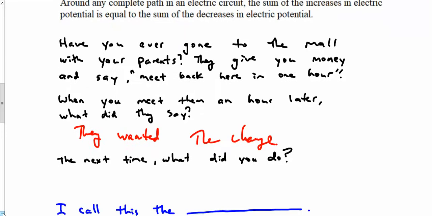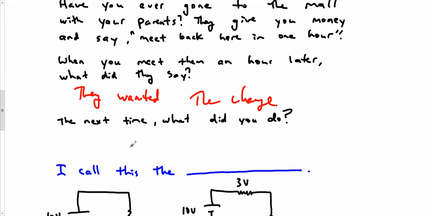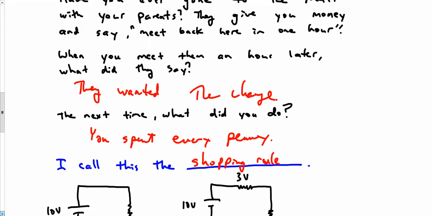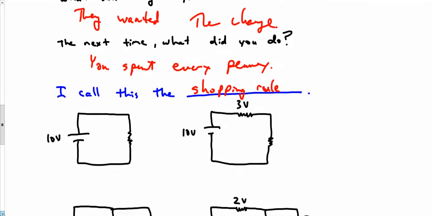The next time you went to the mall, they gave you some money and said, meet back here in an hour. What did you do? You spent every penny. If you have to just give it back, you're going to spend it all, right? So I call this the shopping rule. If mom gives you some money, you will spend it all before you go back to meet her. So let's do a couple of examples of this rule in action.